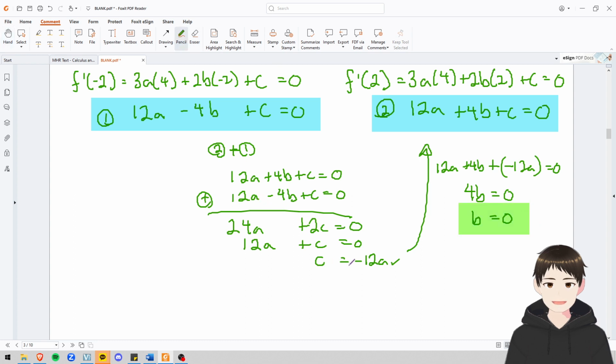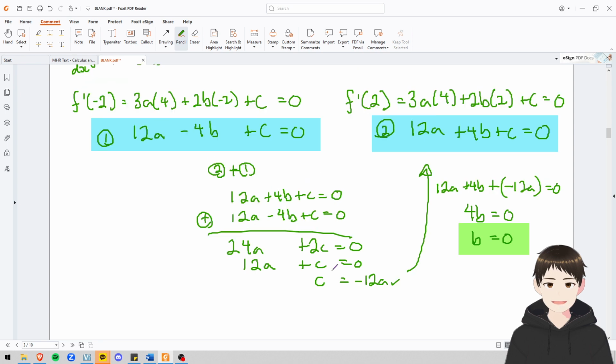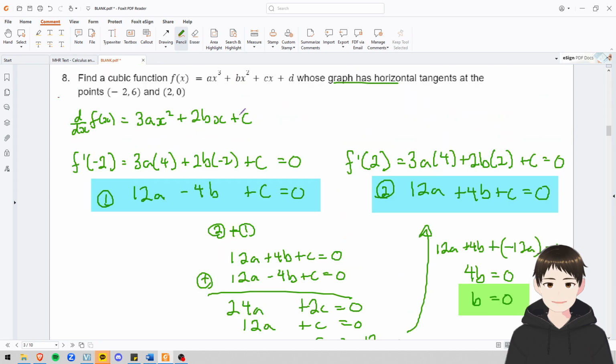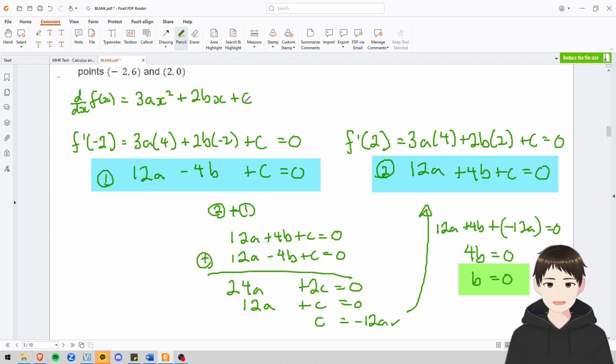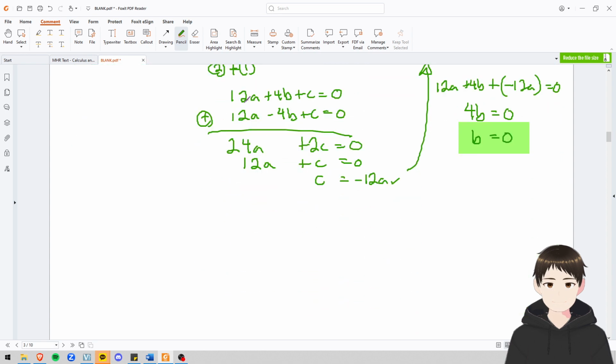Where can we find other equations to identify A, C, and D? Well, we've got an x value and a y value. We can actually plug x and y into the original function to give us other equations. Here we go. You're not going to be happy with this, but here we go.